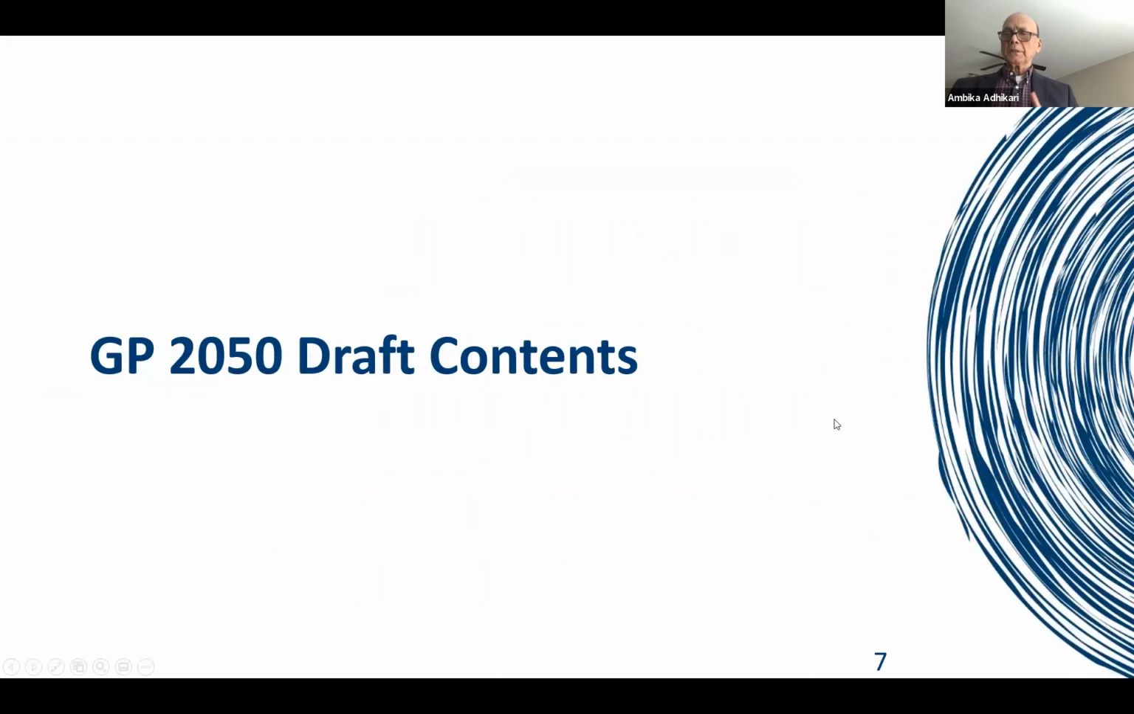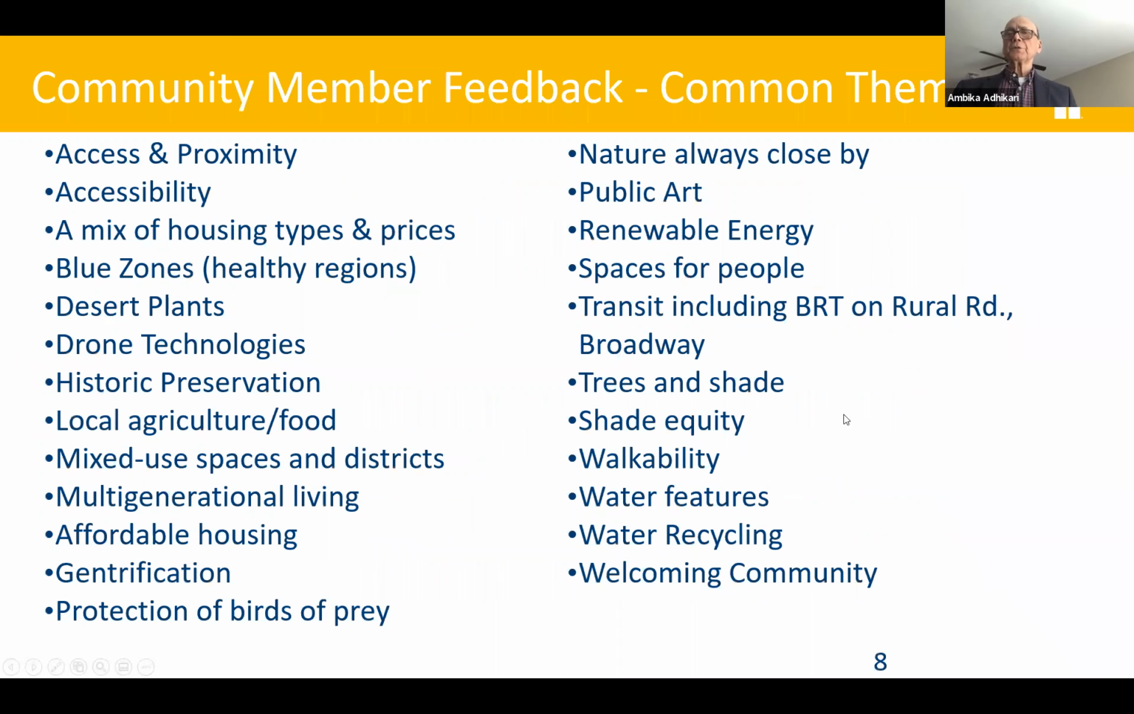Okay, so let's go to the next slide. I'm just going to show you what we generally heard. These are only the themes, and Jacob will go into a little more detail about the actual surveys and processes that we did. I'm not going to read this slide, but basically across all the meetings, there are some common themes and threads that people are interested in to be incorporated into the general plan.